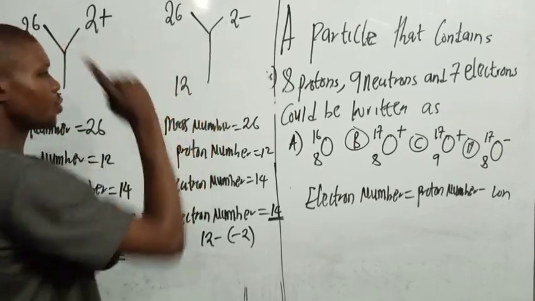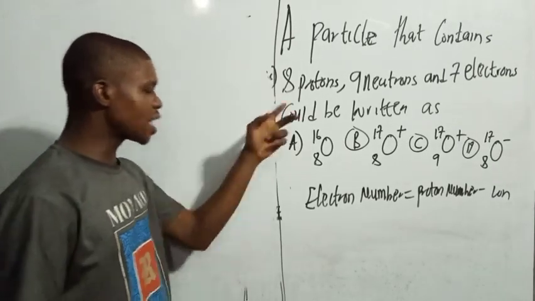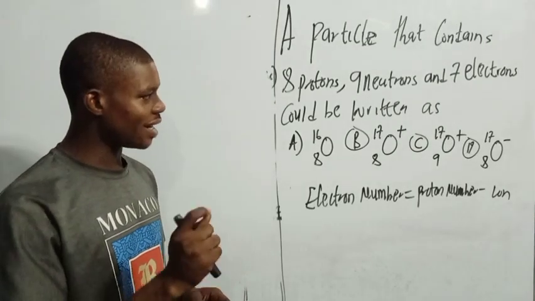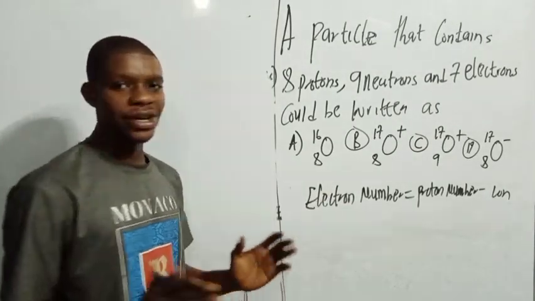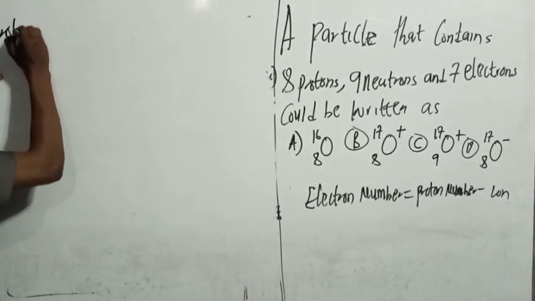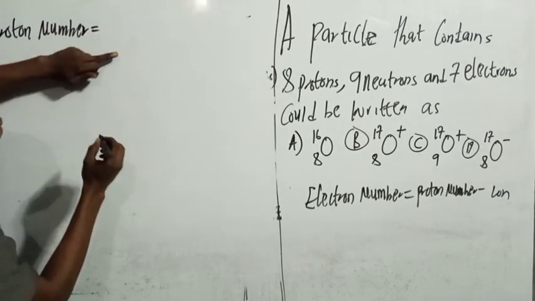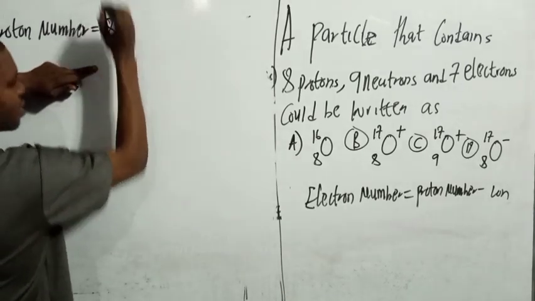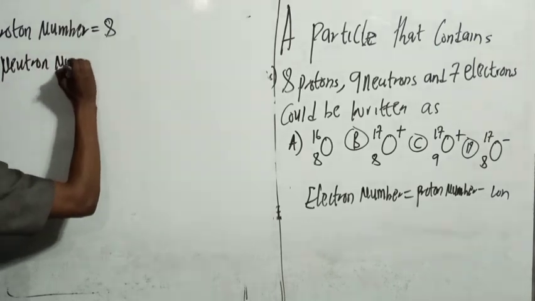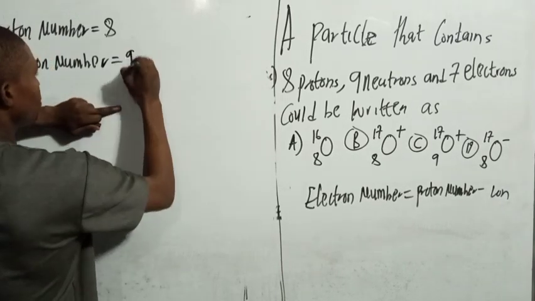So now let's look at this one here. A particle that contains 8 protons, 9 neutrons, and 7 electrons could be written as. Now, follow me closely. The proton number here is what? It is 8, right? Then the neutron number here is what? It is 9. Follow me closely.